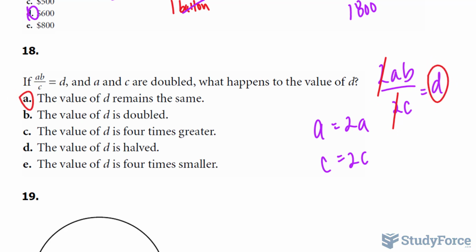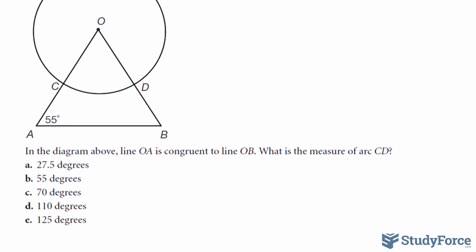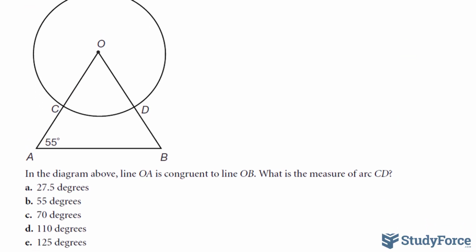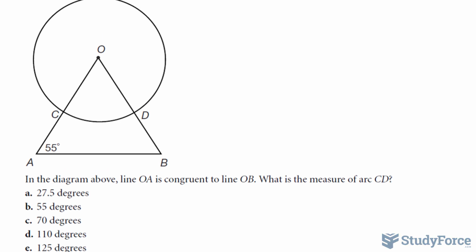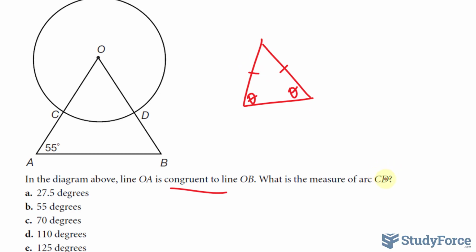Okay. Finally, in the diagram above, line AO or OA is congruent to line OB. It makes sense to know what congruent means. It means the same. So if these are the same, this one and this one, then they are isosceles, right? An isosceles triangle has two angles that are the same, and the lengths making up those two angles, so this one and this one are the same as well. What is the measure of the arc CD?